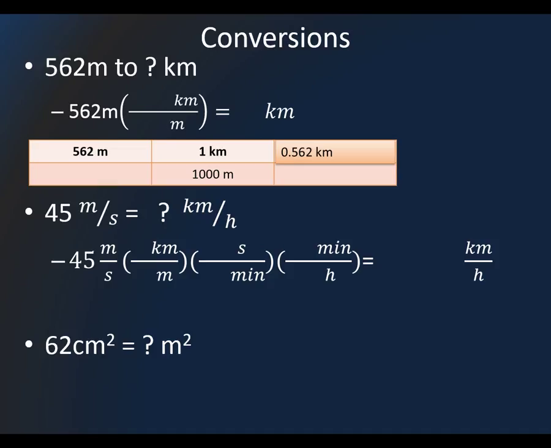The other one that's more complicated is this: 62 centimeters squared to meters squared. And the thing that you need to remember about this is that centimeters squared is saying centimeters times centimeters. So you essentially have to do your conversion twice. And the setup would look a little something like this.